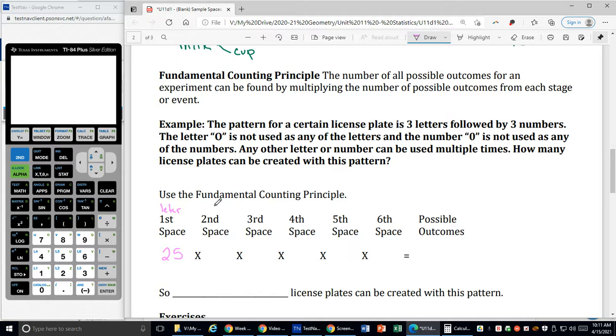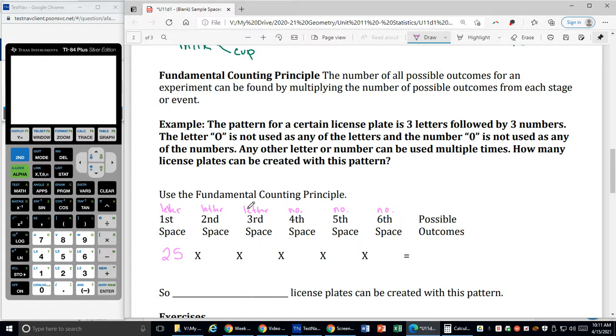3 letters, 3 numbers. So a letter, a letter, a letter. Then we're doing a number, and a number, and a number. I wonder why we use "no." for number. Anyways, that was just my little ADD moment.